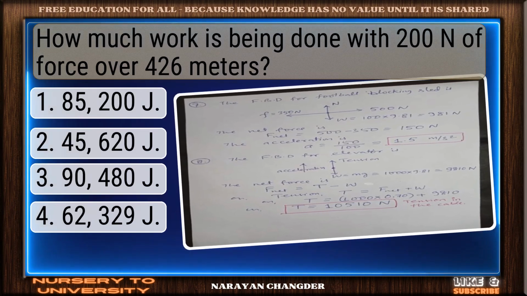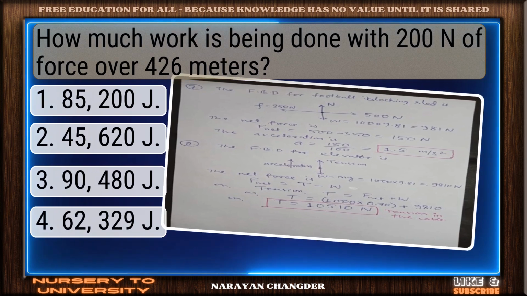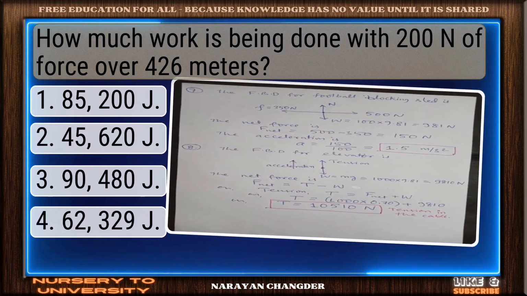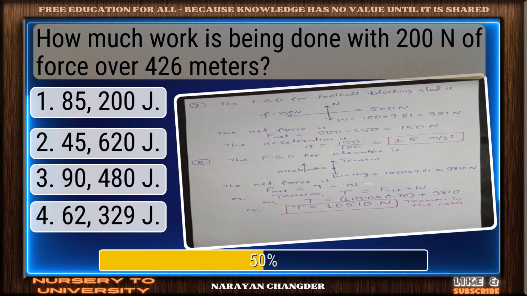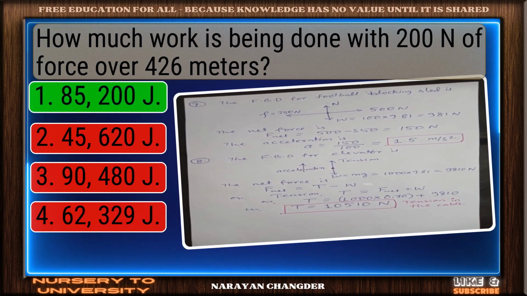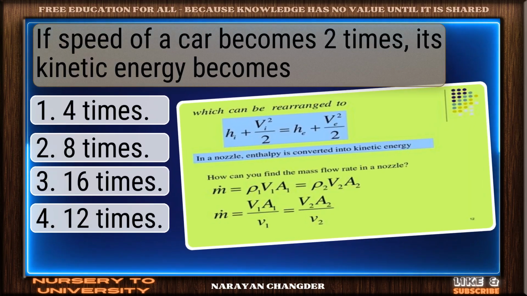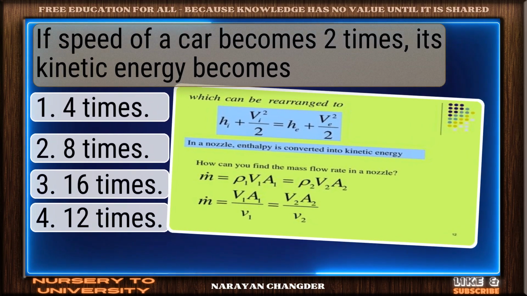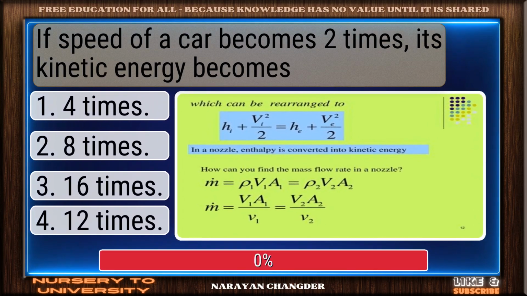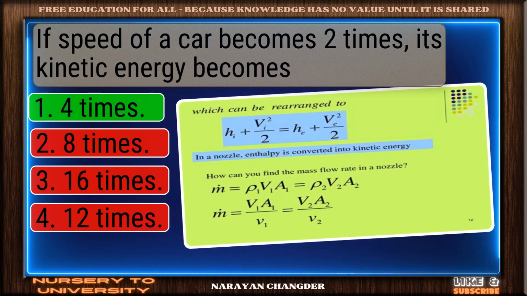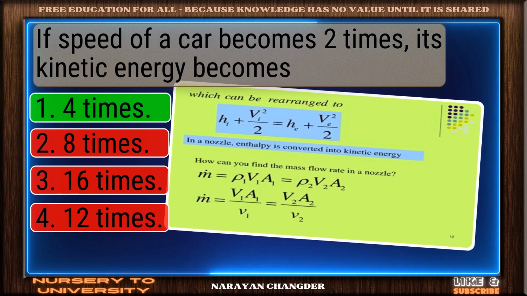Question number 40. How much work is being done with 200 N of force over 426 meters? Sharp thinking. 85,200 J is the right choice. Question number 41. If the speed of a car becomes 2 times, its kinetic energy becomes? Well reasoned. 4 times is the correct choice.